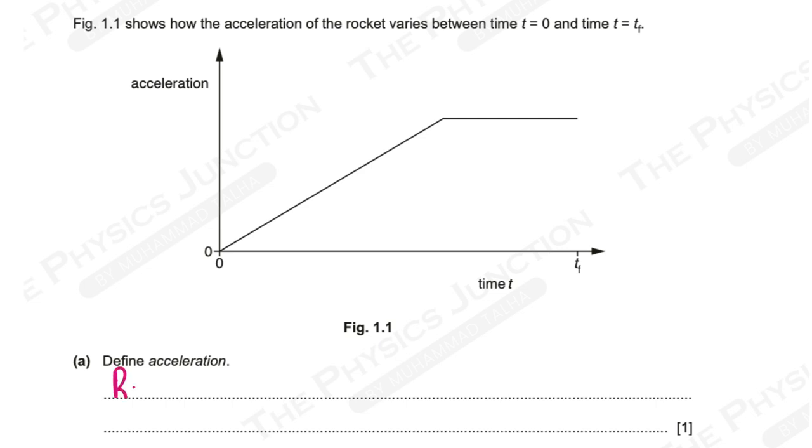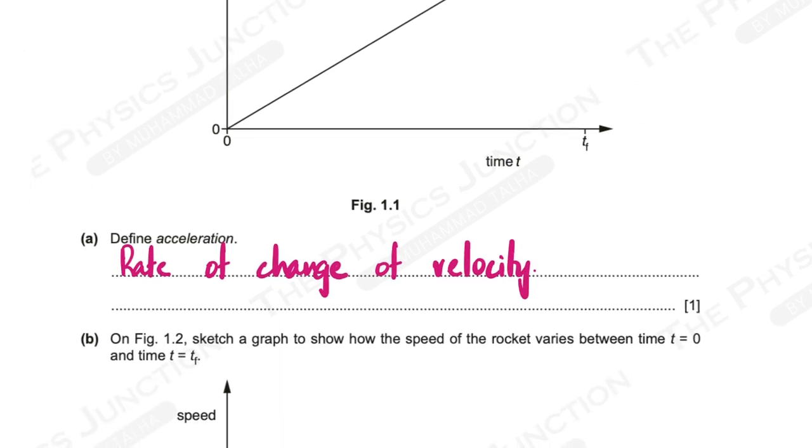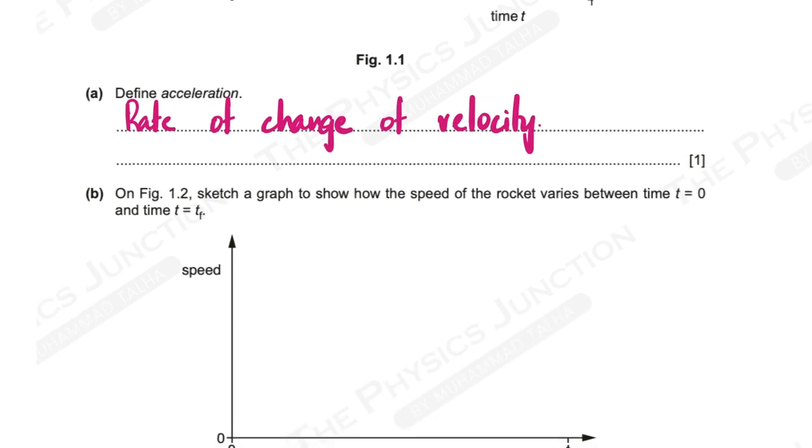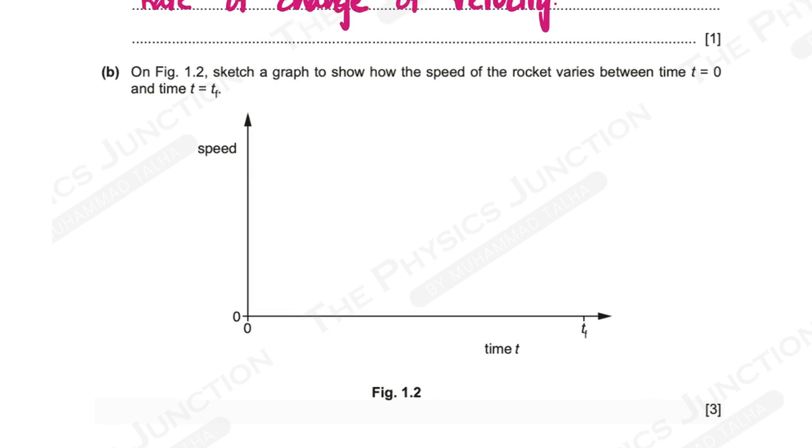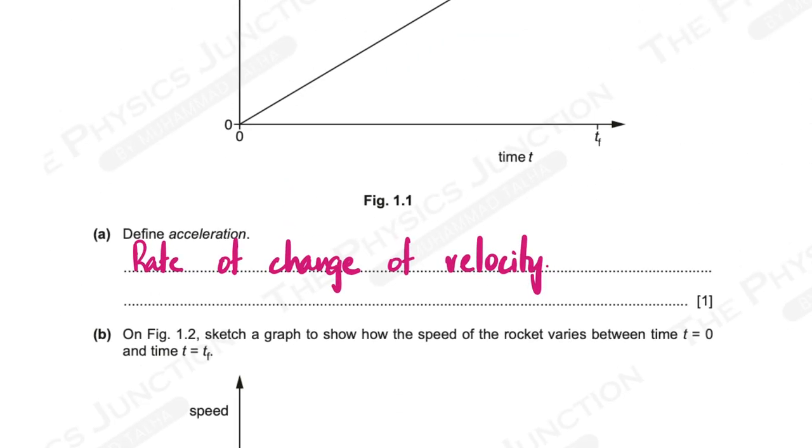Define acceleration, pretty easy. Rate of change of velocity, or the other only possible correct definition is change in velocity over change in time. Everything else depends on the examiner's mood. Maybe he might accept change in velocity per unit time some days, other days maybe he won't accept it. Sketch a graph to show how the speed of the rocket varies between time t equals to 0 and time t equals to t f.